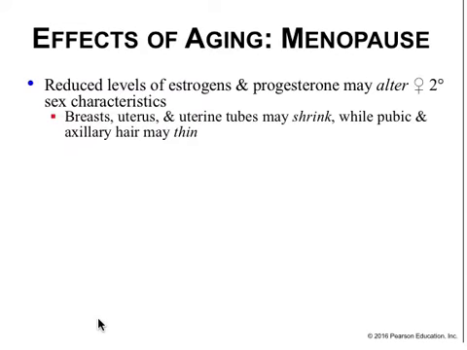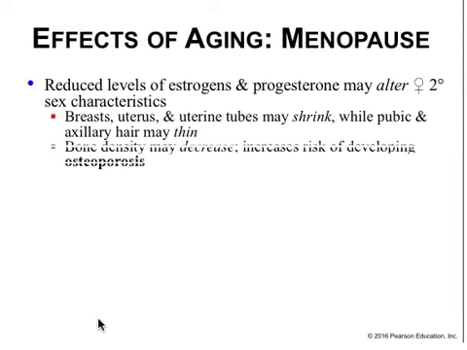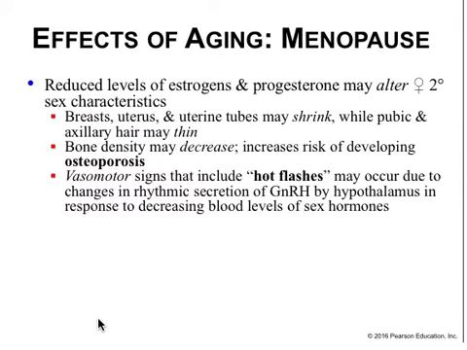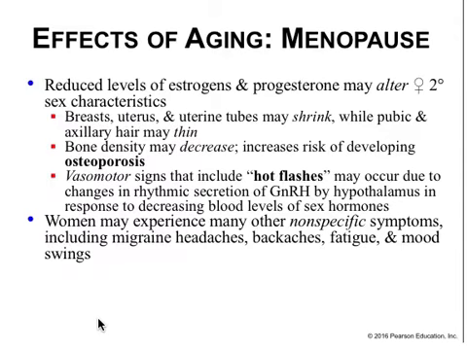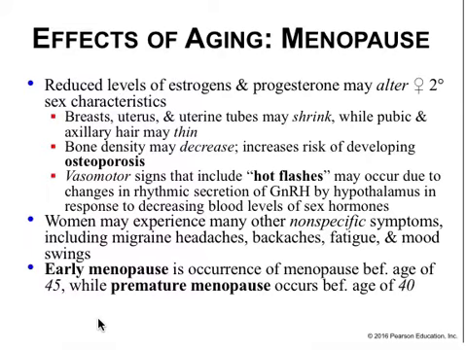The breasts, uterus, and uterine tubes may shrink, while pubic and axillary hair may thin. Bone density may decrease, and this increases the risk of developing osteoporosis. Vasomotor signs that include hot flashes may occur due to changes in rhythmic secretions of gonadotropin-releasing hormone by the hypothalamus in response to decreasing blood levels of sex hormones. Women may experience other nonspecific symptoms, including migraines, backaches, fatigue, and mood swings.